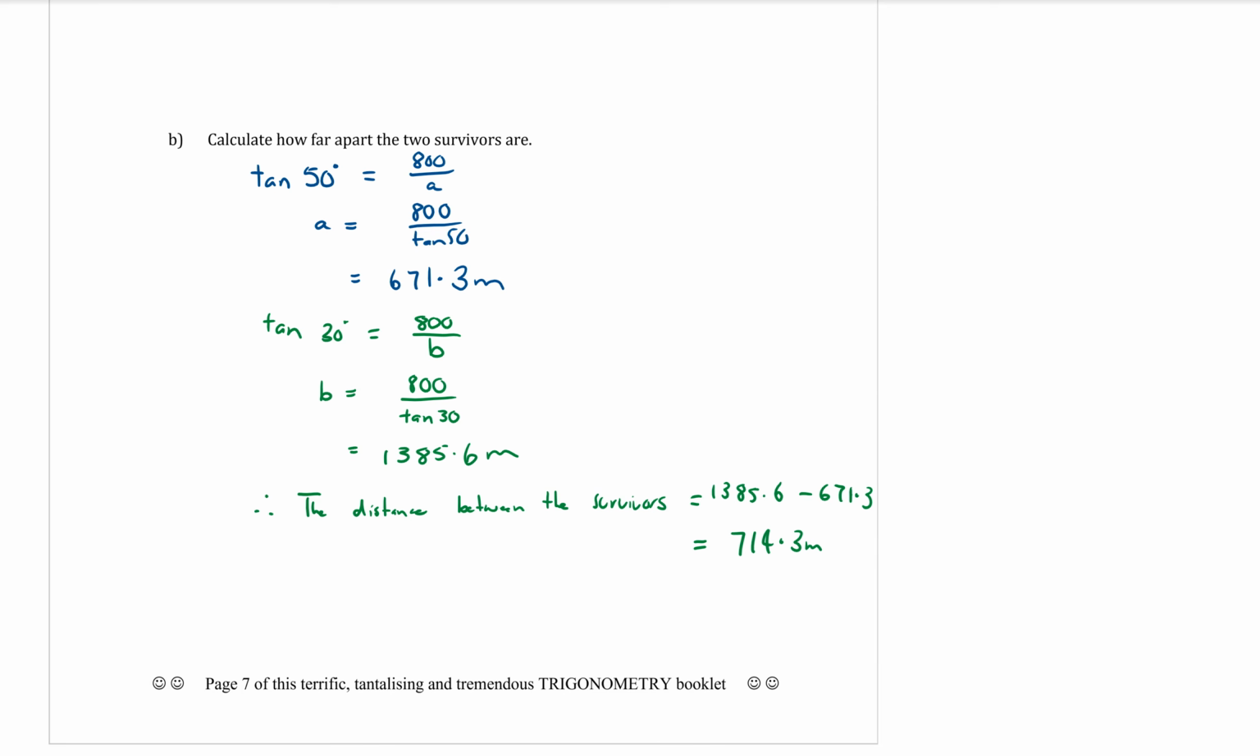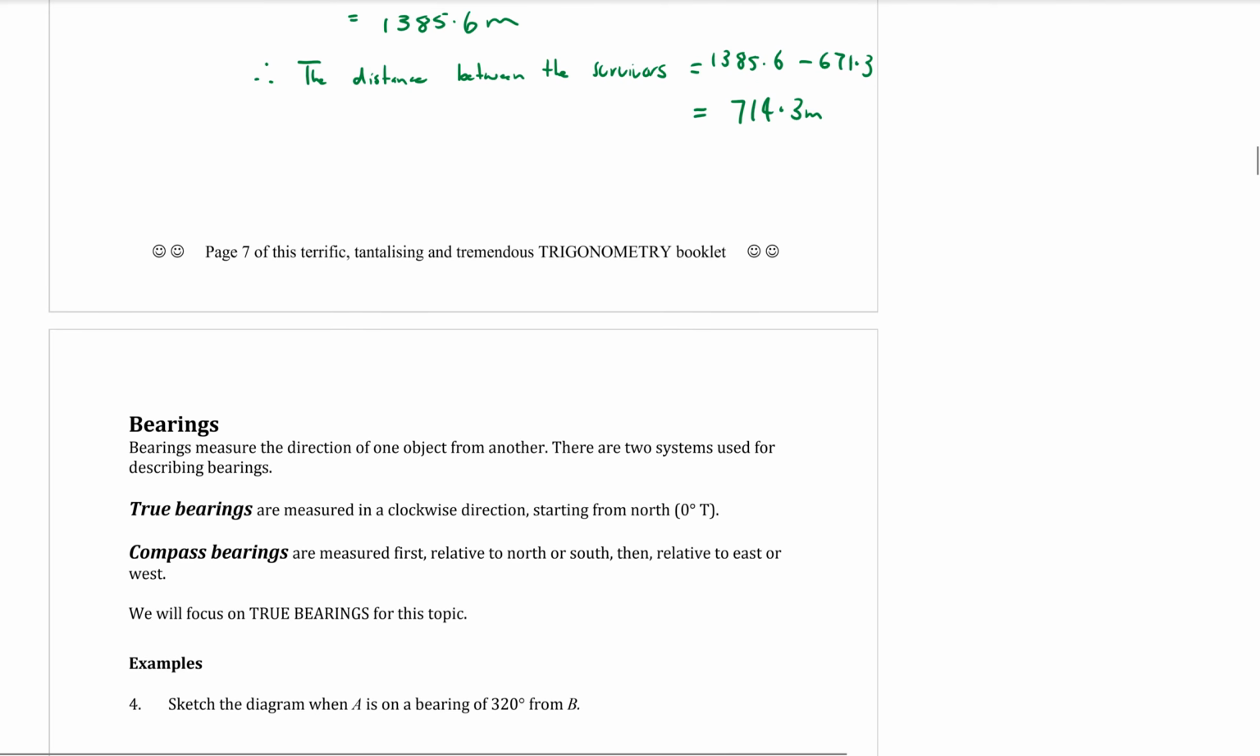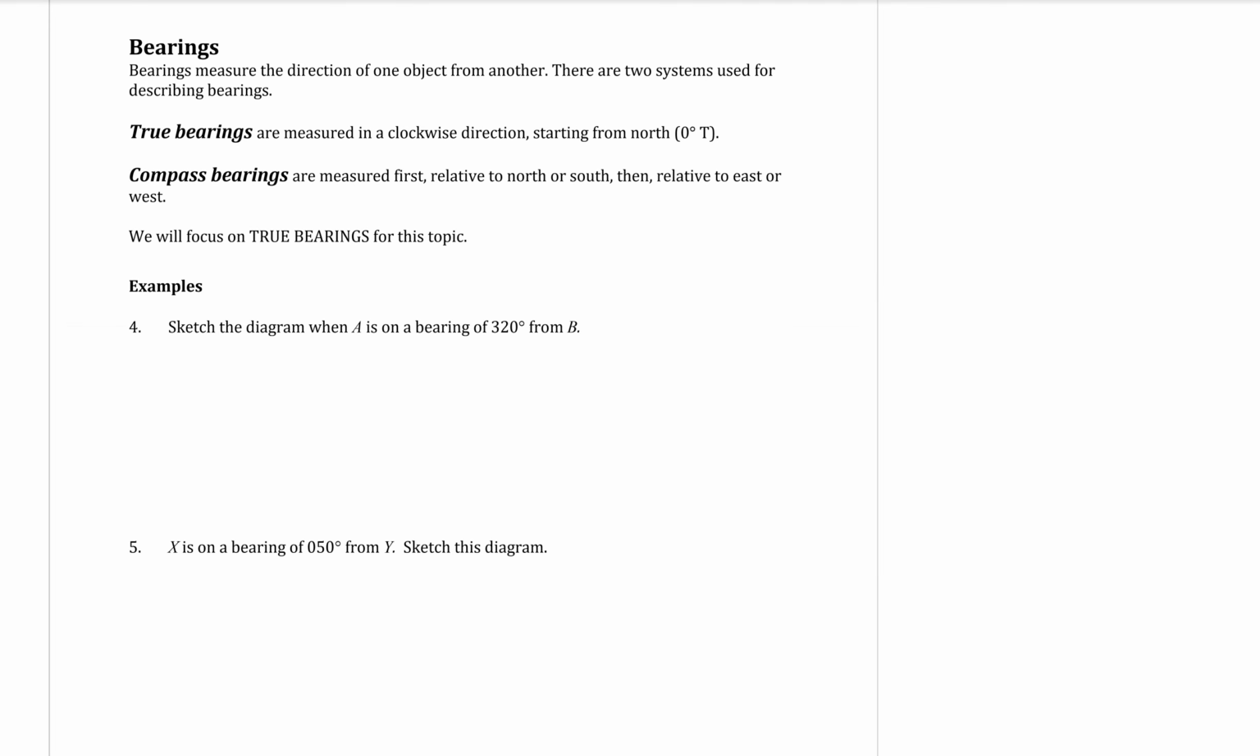All right, on the next page, we also want to talk about bearings. So bearings measure the direction of one object from another. There are two systems that we use to describe bearings. The first one is true bearings. True bearings always start from the north and they're measured in a clockwise direction. And you will see them written with a capital T on the end. So a bearing of 150 degrees T indicates that it is a true bearing.